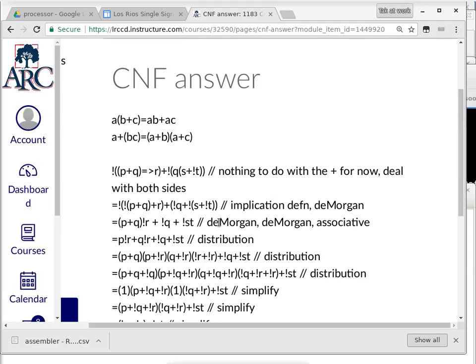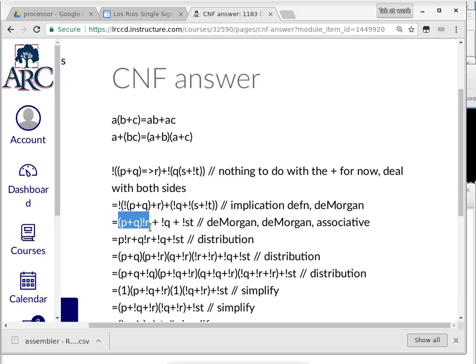So from that line, which is the third one, to the fourth line, I use distribution. So the distribution only applies to this term. So I took P and not R outside, and then do an OR with Q or not R. So that becomes this term. Nothing is done to the other side.